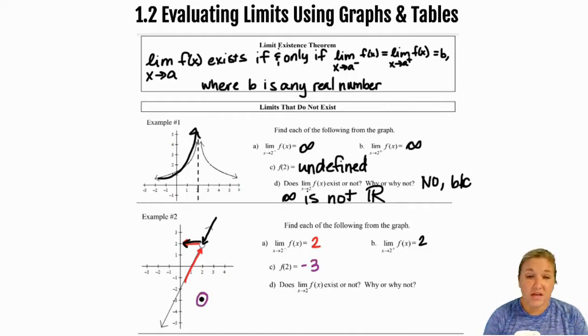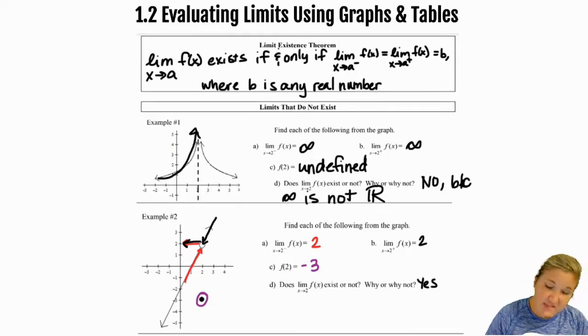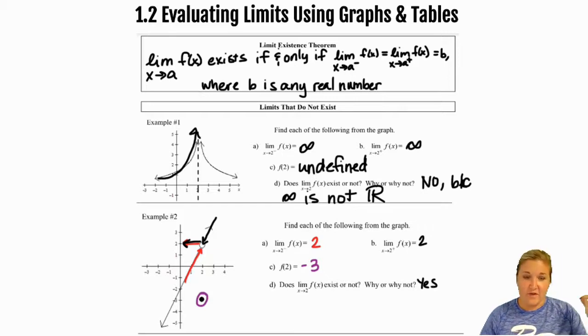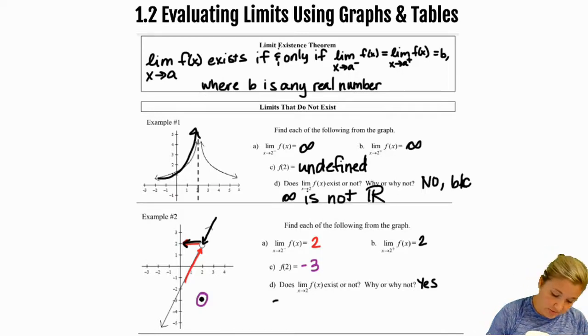So f of 2 is all the way down here at -3. Does the limit as x approaches 2 exist or not? Yes, it does exist, because by definition, if the limit as it approaches from the left and the limit as it approaches from the right is the same number and it's a real number, then it does exist. So I'm going to say since.